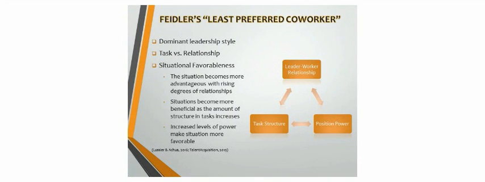In Fiedler's contingency leadership theory, your least preferred coworker style must be assessed before proceeding. First, you need to figure your dominant leadership style. Is it task or relationship oriented? What is the situation favorableness relative to your leadership? There are some common things you need to know about that. When relationship building rises, then the leader's situation becomes more advantageous. When situations become more structured, the leader's advantageousness arises. And of course, if the leader's power increases, the situation becomes more favorable.